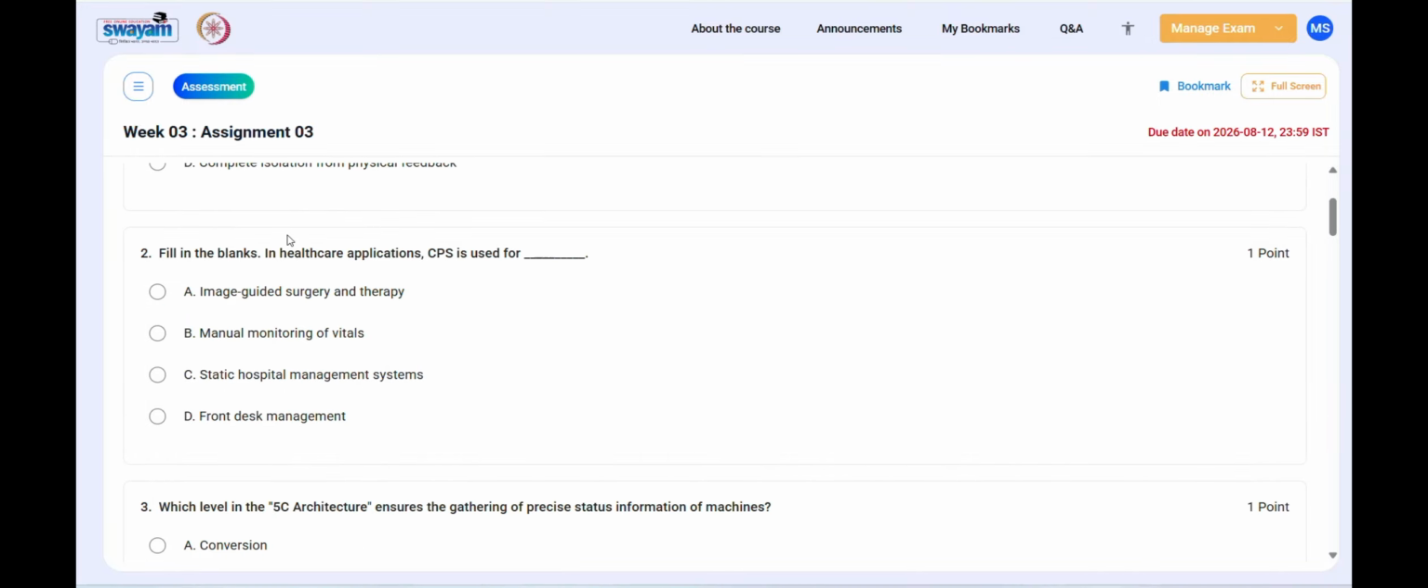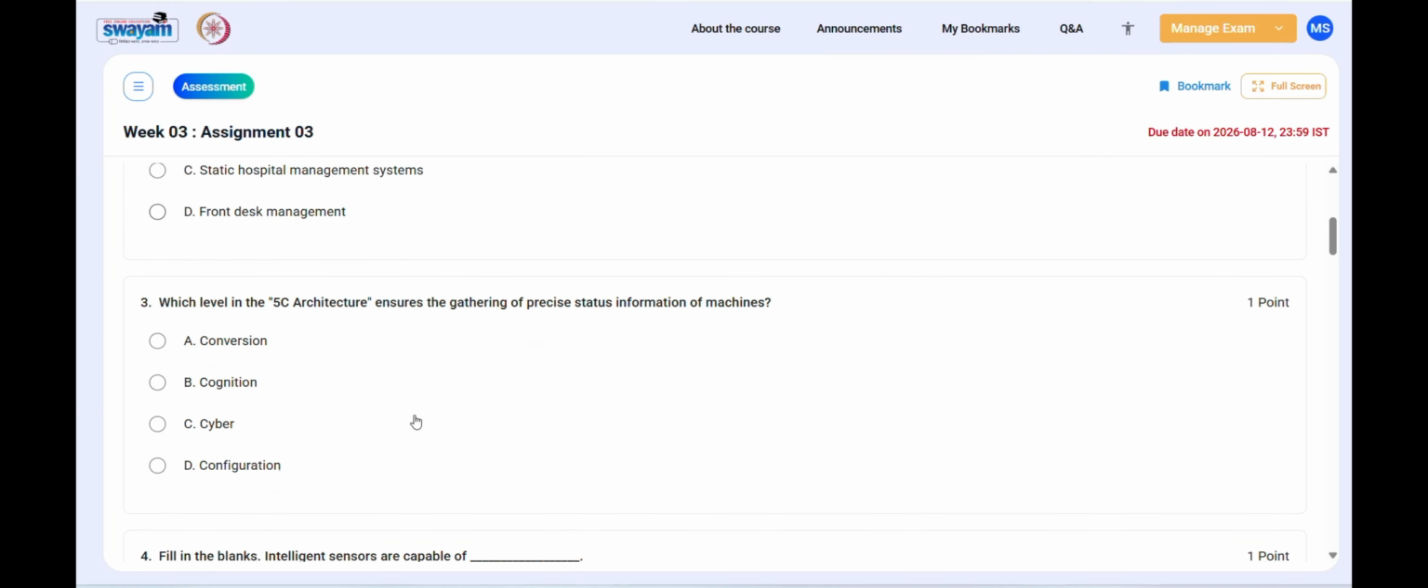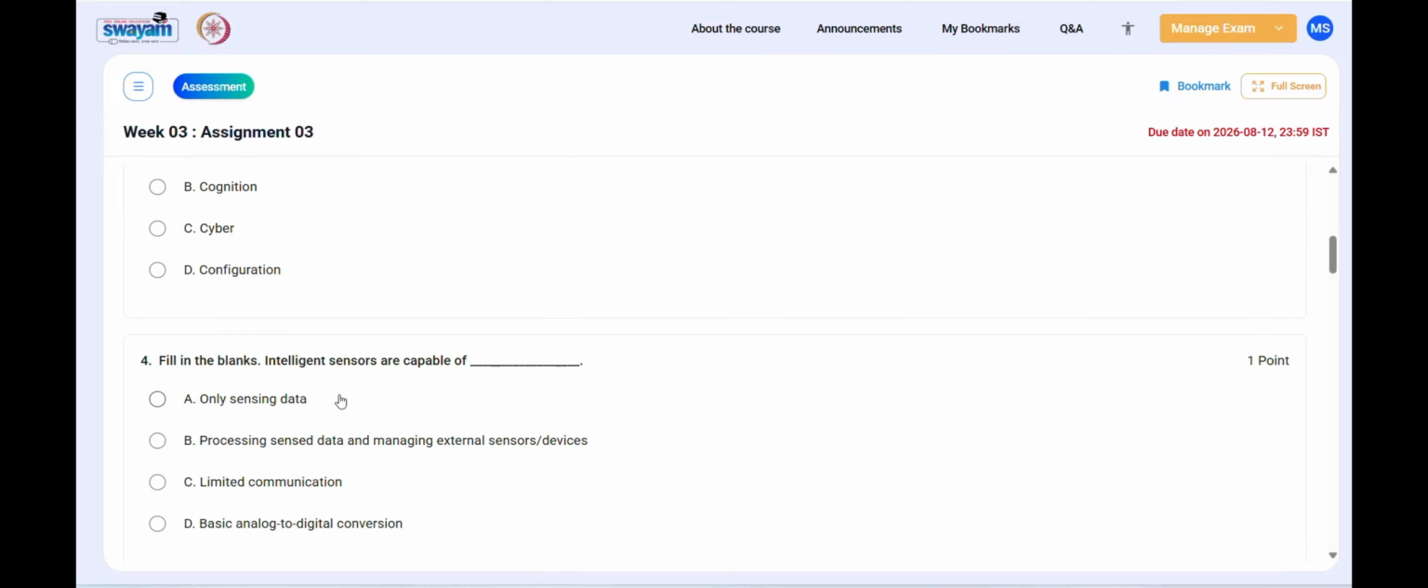Then question second, fill in the blanks: in healthcare applications, CPS is used for image guided surgery and therapy. Option A is correct. Then which level in the 5C architecture ensures the gathering of precise status information of machines? So option A is correct, conversion.